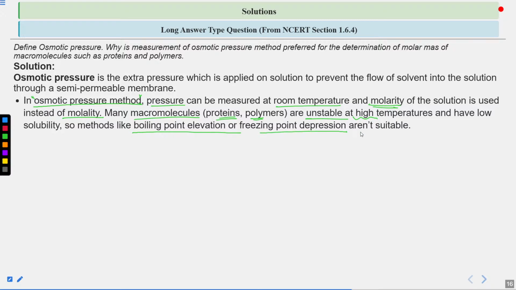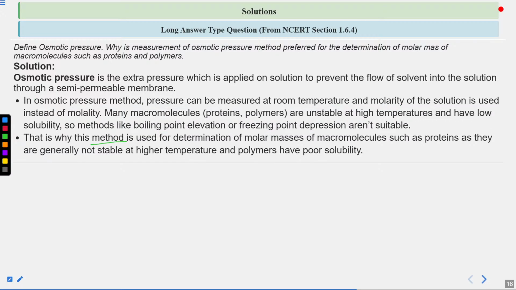So methods like boiling point elevation or freezing point depression are not suitable for macromolecules, because in boiling point elevation or freezing point depression you will change the temperature, right, which will not be suitable for macromolecules because they are highly unstable at high temperature and have very low solubility. So we can't use methods like boiling point elevation or freezing point depression. They are not suitable for the measurement of molar masses of macromolecules.